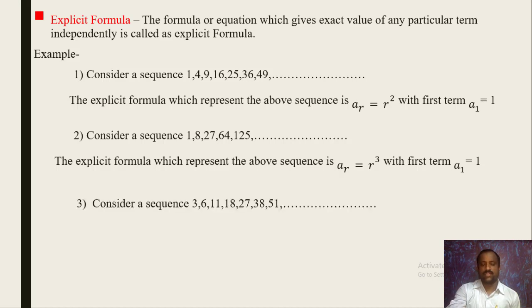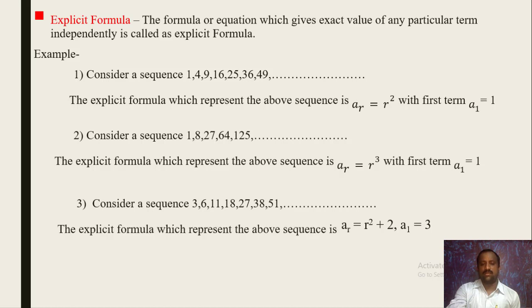Consider another sequence, that is 3, 6, 11, 18, 27, and so on. If you observe this particular sequence, then we observe that the nth term, or in general the rth term of the sequence, is given by r square plus 2, where the first term a1 is equal to 3. If we put r equal to 2, then we get 2 square plus 2, that is 4 plus 2, equal to 6, and so on. In general, the nth term of this sequence is directly given by n square plus 2.